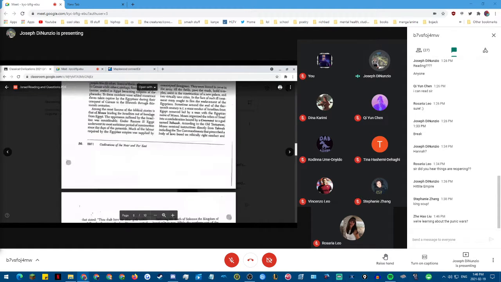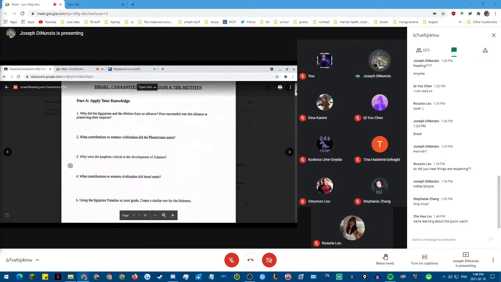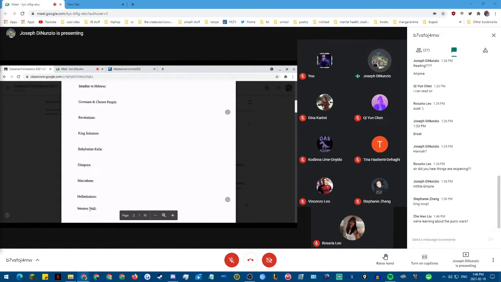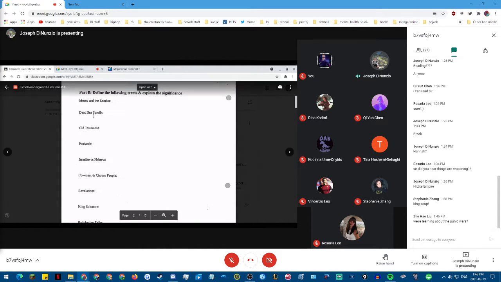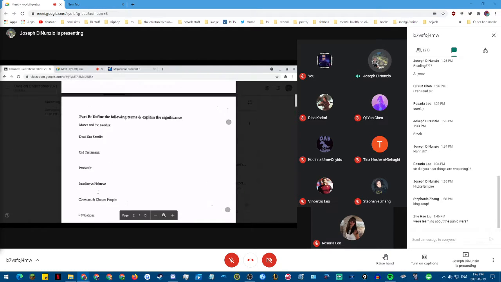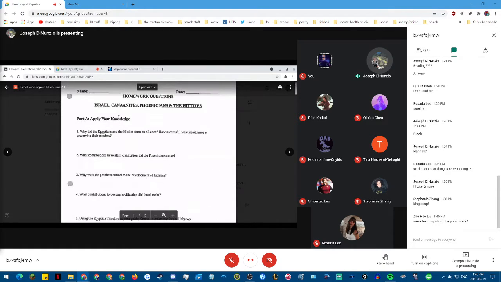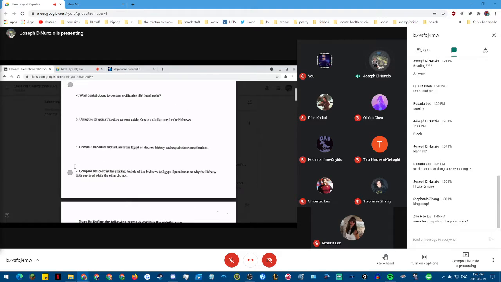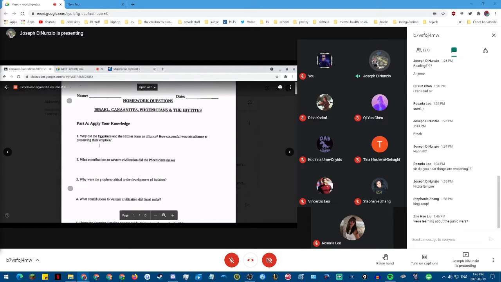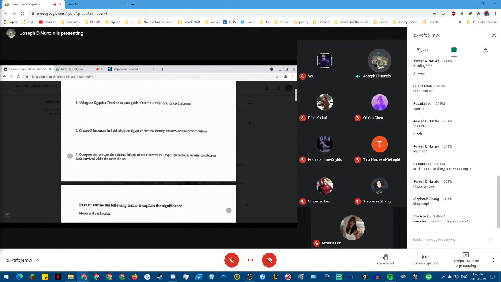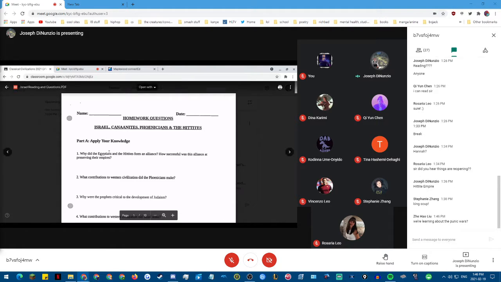When you're done the reading, you can see I have two parts, part A and part B. I'll start with part B. Part B is just the definitions, a simple sentence or two for each one, most of which you can find in the PowerPoint that we went through. You can use the PowerPoint to answer these questions. Part A is applying your knowledge, 7 questions that you can find in the reading. We've already gone through this, so you can answer questions 1 to 7, and then you have the key terms and definitions.